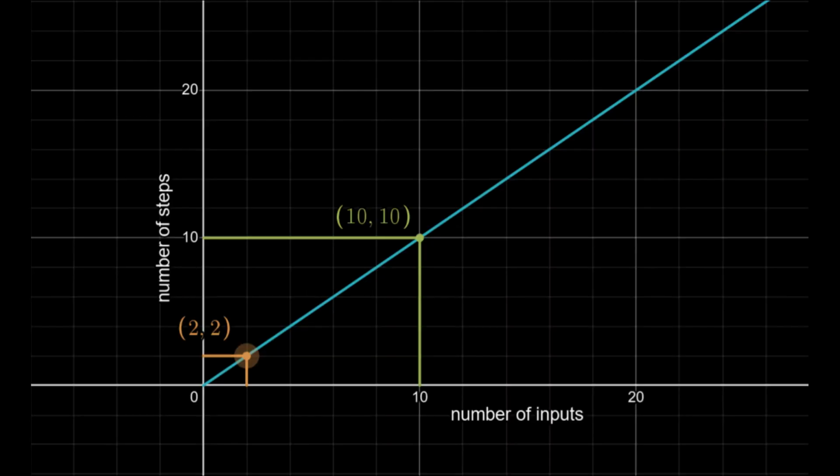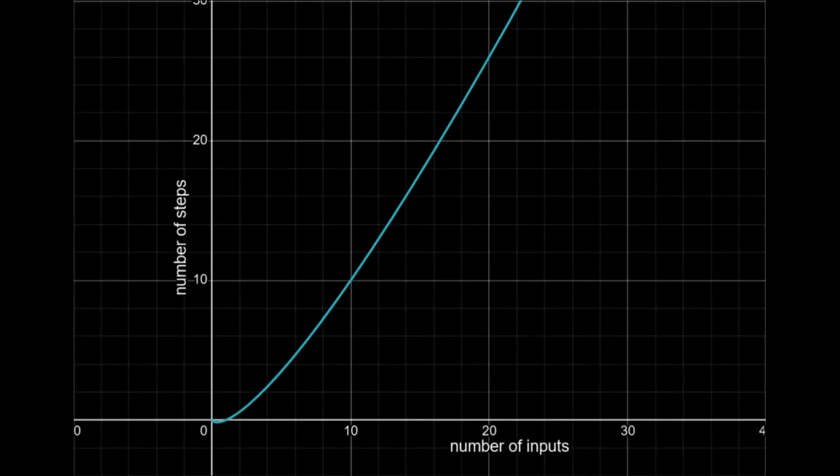Then we have O of n, linear time. If you double your inputs, your steps exactly double. Reading every line of a text file is O of n. It's a 1-to-1 ratio. Next is O of n log n. This is the gold standard for efficient sorting, like merge sort. It's slightly heavier than linear time, but highly scalable for big data.